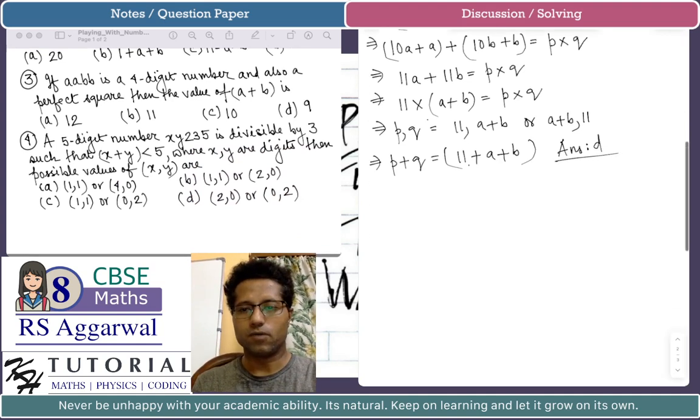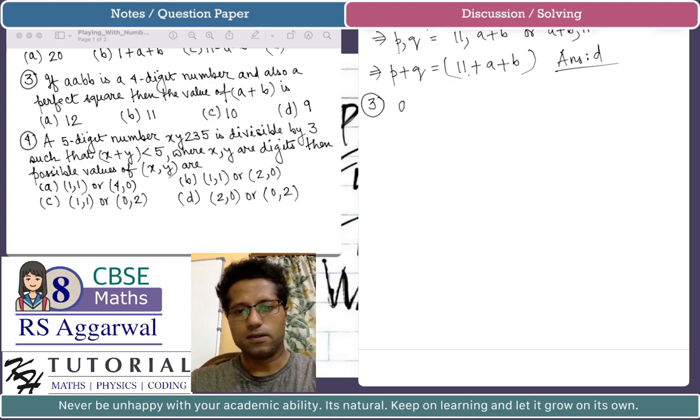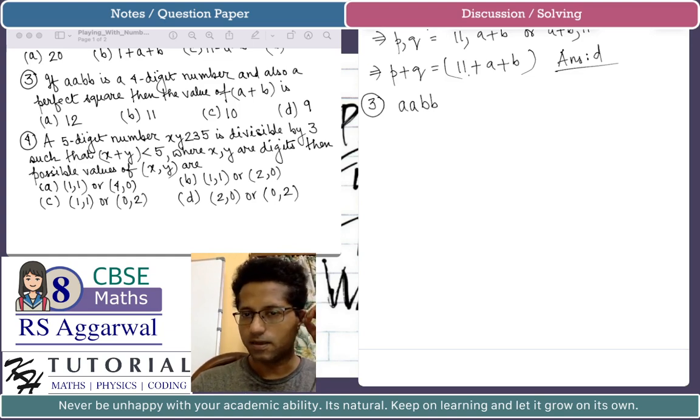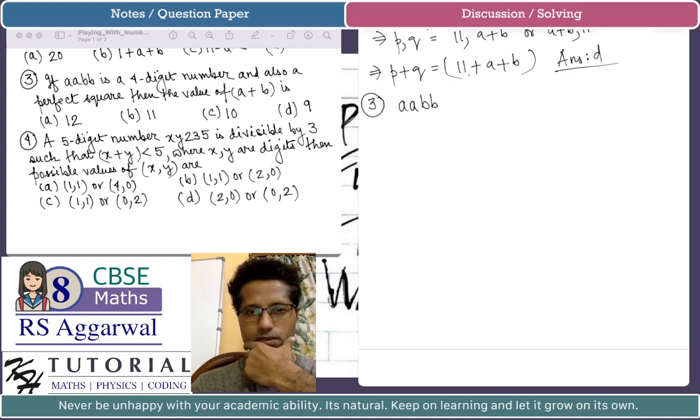Okay, let's solve problem number 3. It says that if AABB is a 4-digit number and also a perfect square, then the value of A plus B is... The number is a 4-digit number AABB, where the first two digits from the left-hand side are the same digit A, and the last two digits are the same digit B. It is saying that this number is a perfect square. Then what is the value of A plus B?